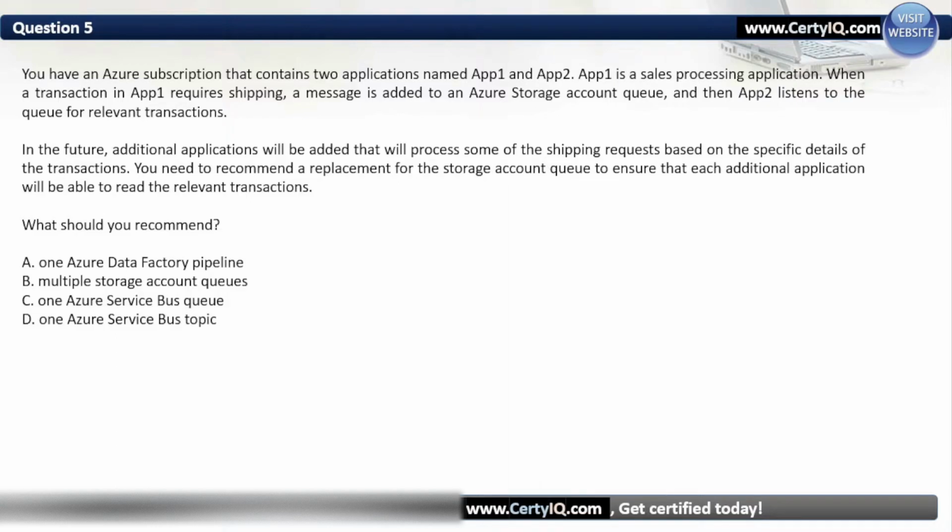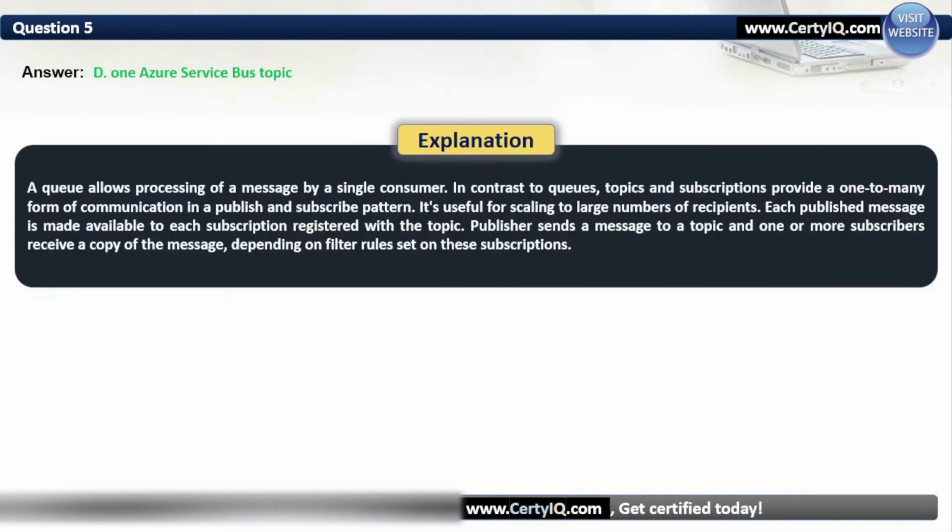The correct option is D. One Azure Service Bus Topic. A queue allows processing of a message by a single consumer. In contrast to queues, topics and subscriptions provide a one-to-many form of communication in a publish and subscribe pattern.